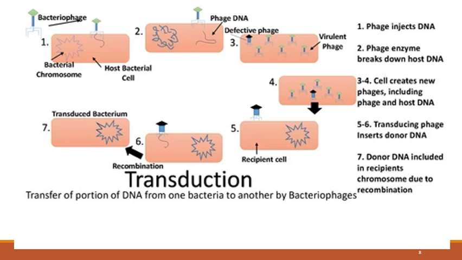In number 3, you can see different bacteriophages multiplying in the bacterial cell. There are some virulent bacteriophages and some defective bacteriophages, and this cell creates new phages including phage and host DNA material. While in 5 to 6, the transduction phage inserts donor DNA, and the donor DNA is included in the recipient's chromosome due to recombination, as you can see in number 7.